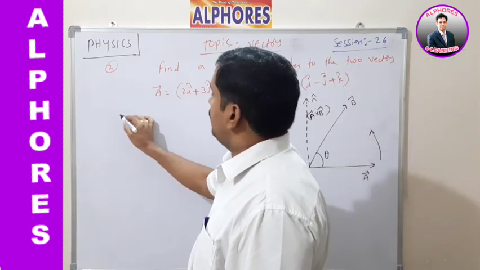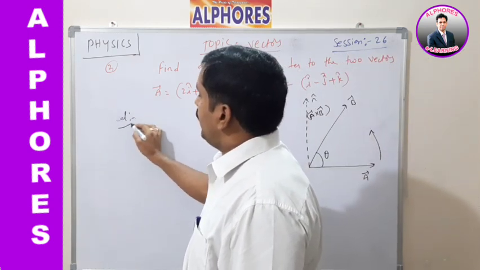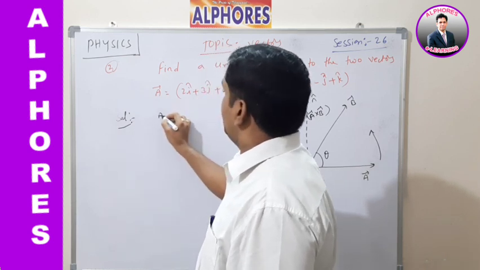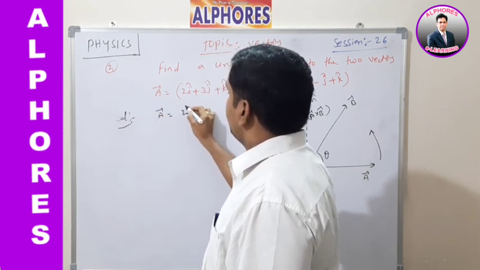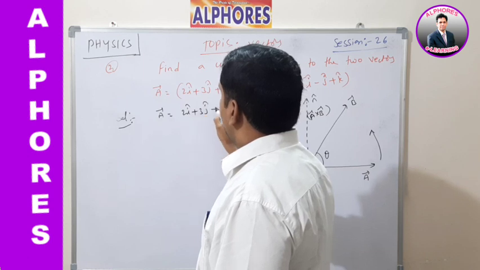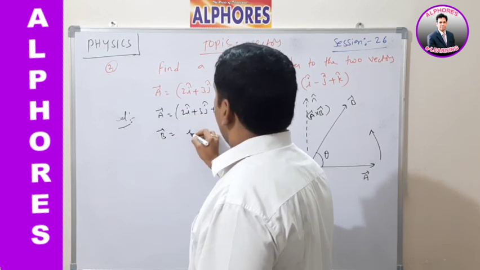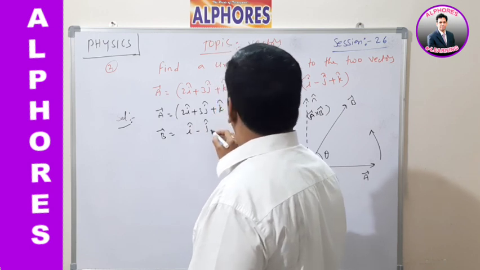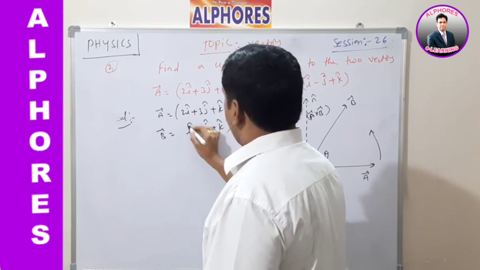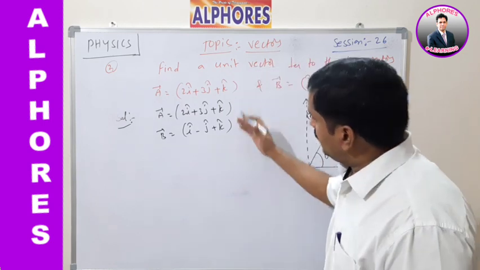According to the right hand thumb rule, listen carefully. Before going to the solution, I have to take these two values. A bar is equal to 2i cap plus 3j cap plus k cap. Again, B bar is equal to i cap minus j cap plus k cap. So these are the given two vectors.